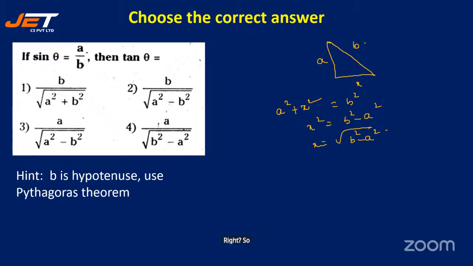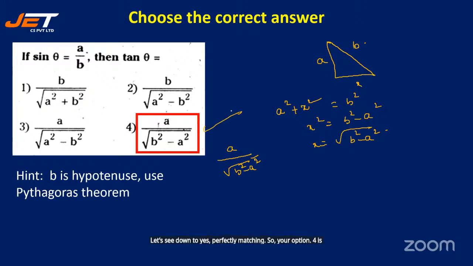So now what is tan theta? Opposite side by adjacent side. That is a, by what is the adjacent side? Root of b square minus a square. Let's see the answer. Yes, perfectly matching. So your option 4 is correct.